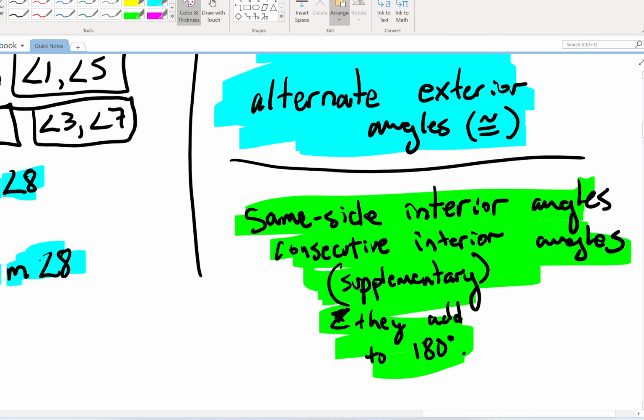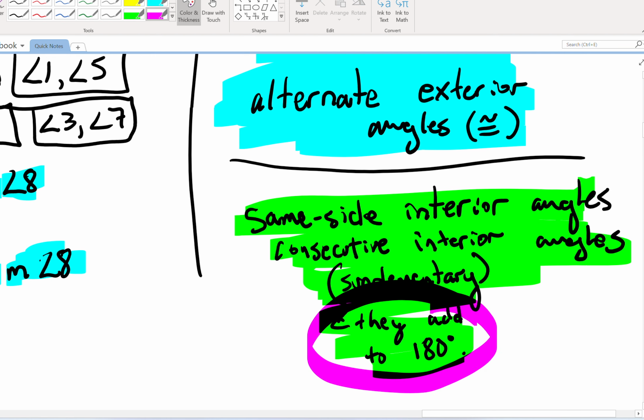Ok. Y tenemos también un tipo de ángulo que se llama same side interior angles, ángulos interiores que están al mismo lado del transversal. También se les llama ángulos interiores consecutivos. Y esos son suplementarios, significa que se suman a 180 grados.